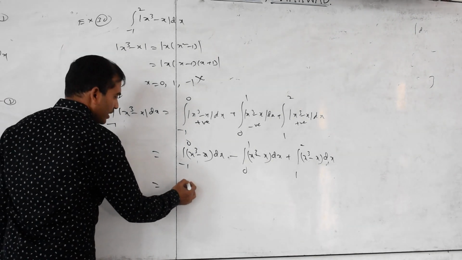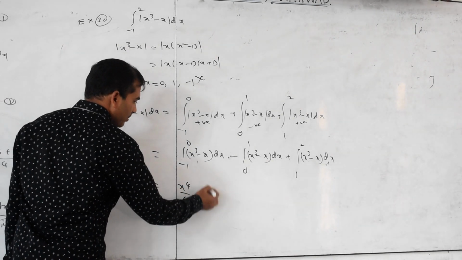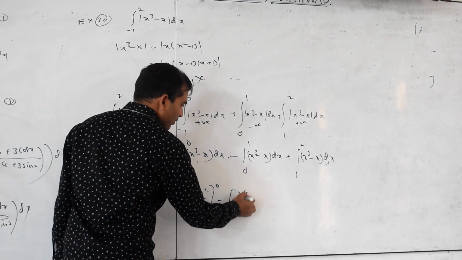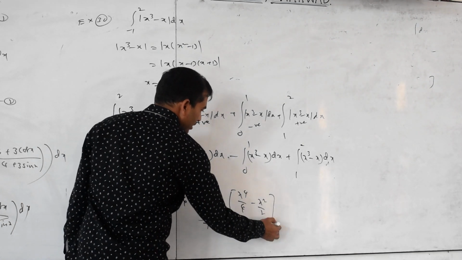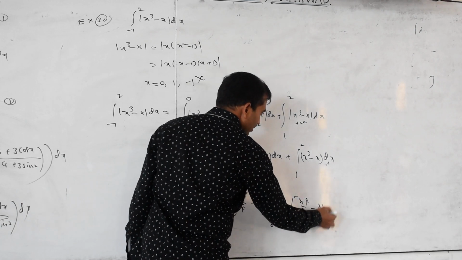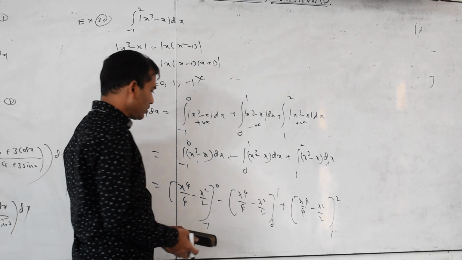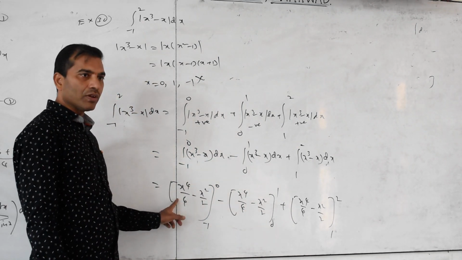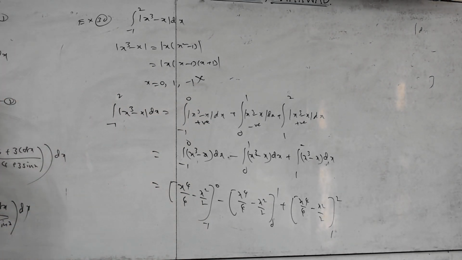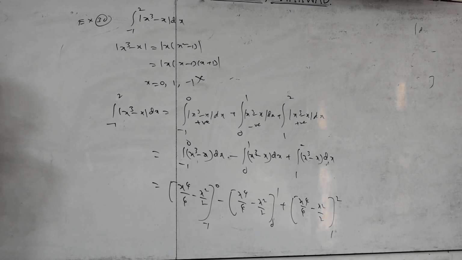So x cube integrates to x power 4 by 4 minus x square by 2, with limits -1 to 0, minus x power 4 by 4 minus x square by 2 with limits 0 to 1, plus x power 4 by 4 minus x square by 2 with limits 1 to 2. This is left to you: apply upper limit minus lower limit in each bracket. So this exercise is over.